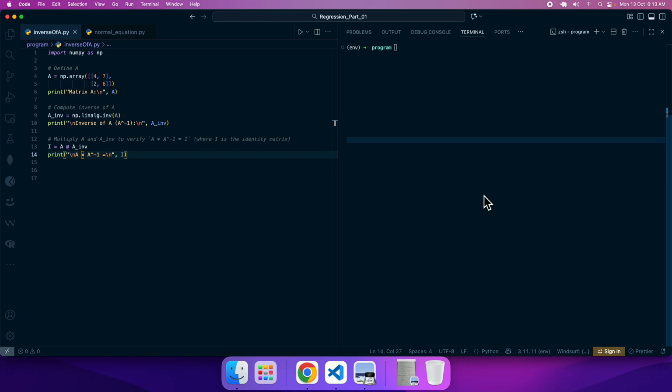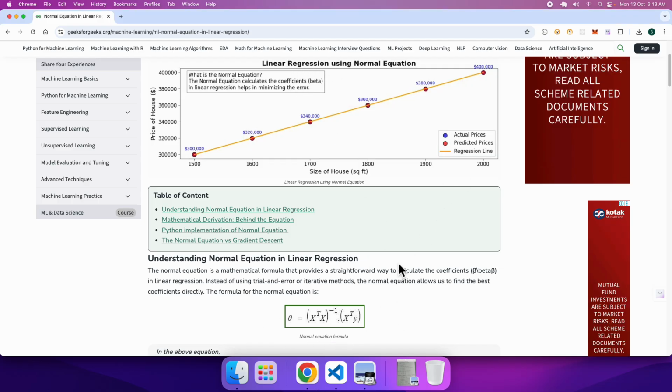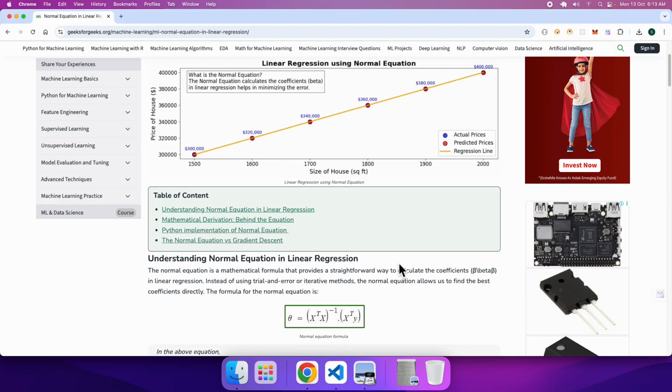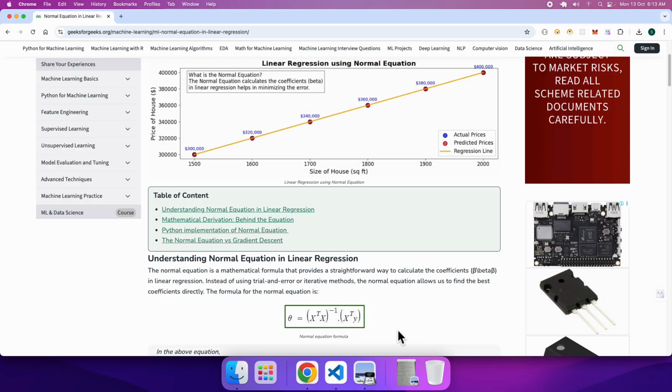Hello everyone. In this particular video I'm going to talk about what the inverse of a matrix actually means. I was working on the concept called normal equation in linear regression when I came across this formula. It says that theta equals x transpose x inverse multiplied by x transpose y. So here we have got the concept of inverse.